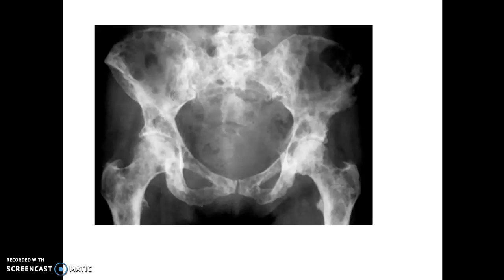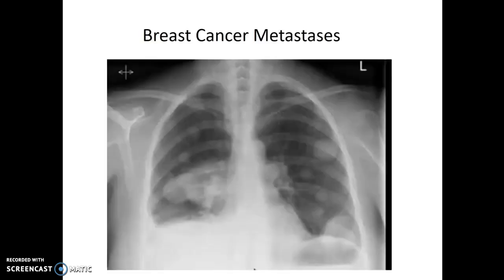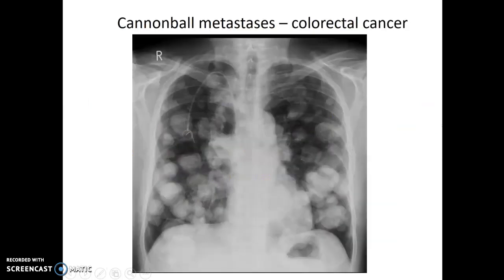And these are just some x-ray examples of some metastatic cancer that you might see. This breast cancer has metastasized here. Cannonball metastasis is actually colorectal cancer that ends up looking like this up here.